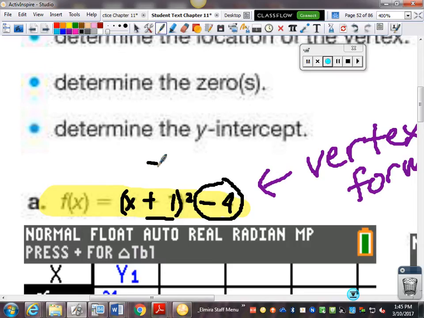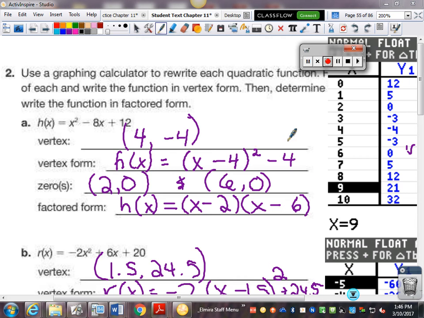Okay, so my vertex was at -1, -4. And vertex form would be +1, but keep the -4. Alright, so in this section we're going to do a mixture of vertex form and coordinate form.